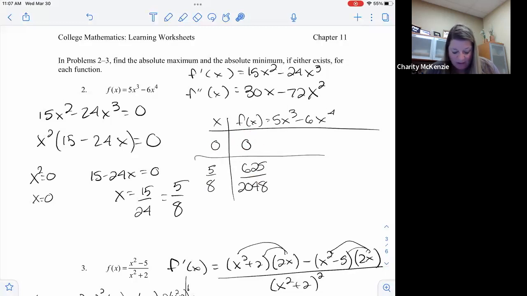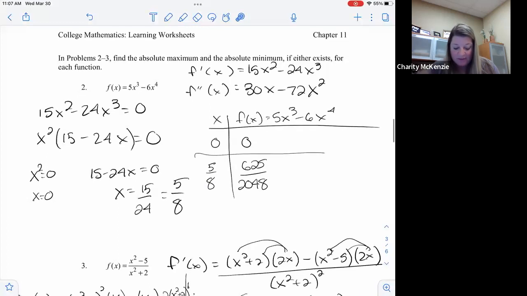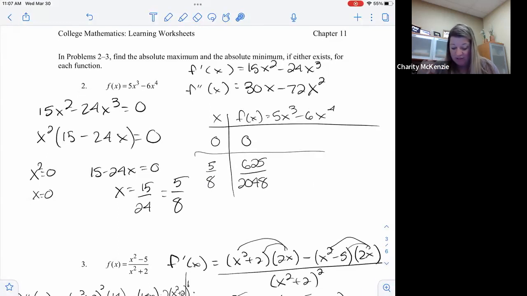0 is definitely smaller, but it failed our second derivative test. I erased that part. So it failed the second derivative test, so it couldn't be. So this one was our only one, and it was a minimum. All right. Hopefully that's helpful.